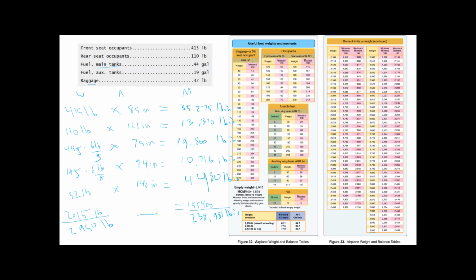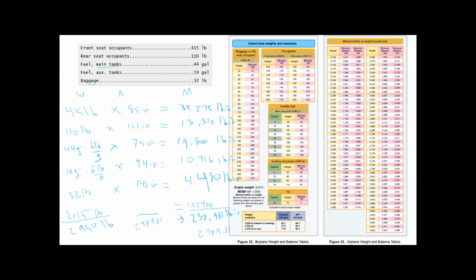So we can come over here, 2,950, and we're going to tack on the decimal point. We're going to divide this by 100. So 238.981. And that looks like we are below the minimum moment. So I don't think this would work for this flight.